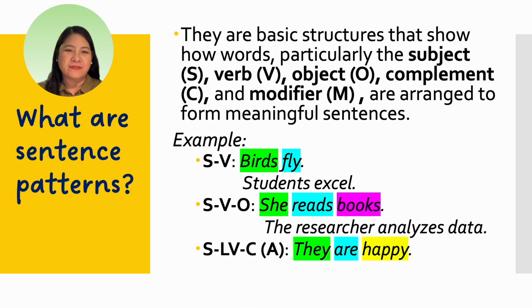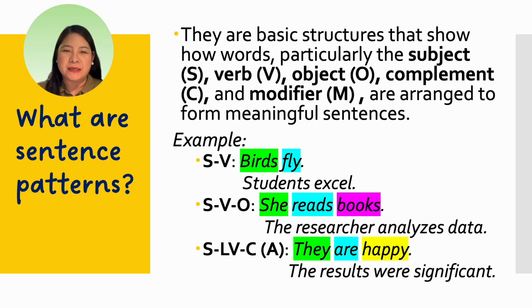And of course, we have this SLVC, A or subject linking verb complement adjective. They are happy. They, subject, linking verb are, and complement adjective happy. And the same is true with the sentence, the results were significant. Subject, the results, linking verb were, complement adjective significant.